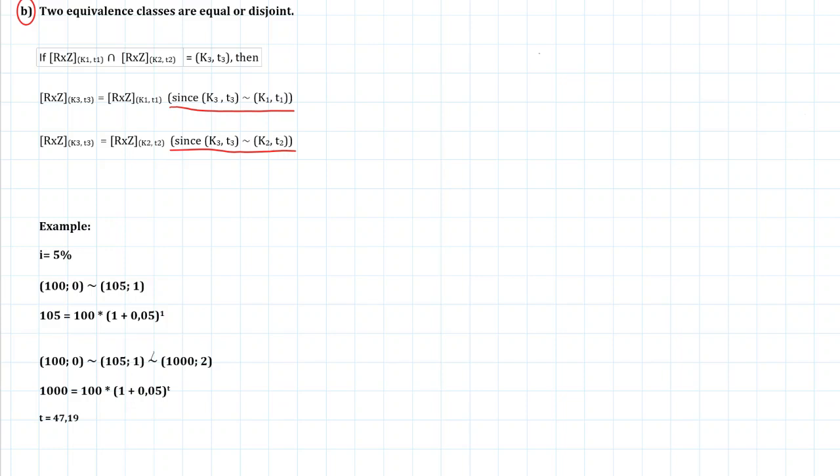So let's consider an example. The interest rate is 5% and we have two elements, 100 at the time of 0 and 105 at the time of 1. And those elements relate to each other because they can be written in the following equation. And we have another element, 1000 at the time of 2. This element is not in relation to both elements because it can't be written in the following equation. You would have for t 47.19, which is not an integer and can thus not be an element of our given set.